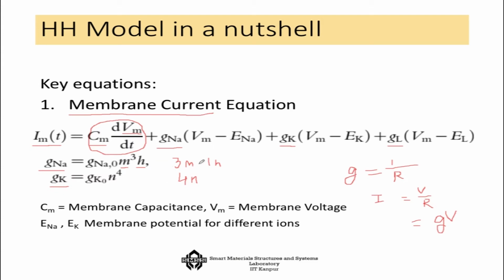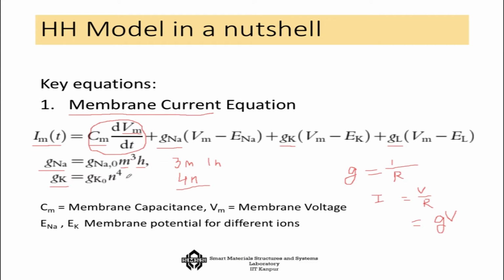Now if there are 3 of the M gates and each one of them has a probability m, then it will be m times m times m, which is m cubed, times h. That is the probability of opening of the gates permitting the current to flow. And similarly, since there are 4 N gates, it is n into n into n into n, so it is n to the power 4. That's what gNa and gK are.